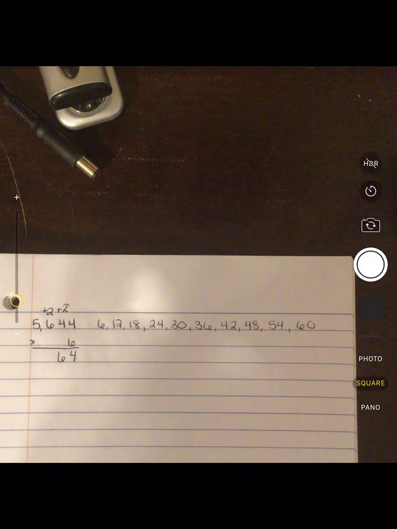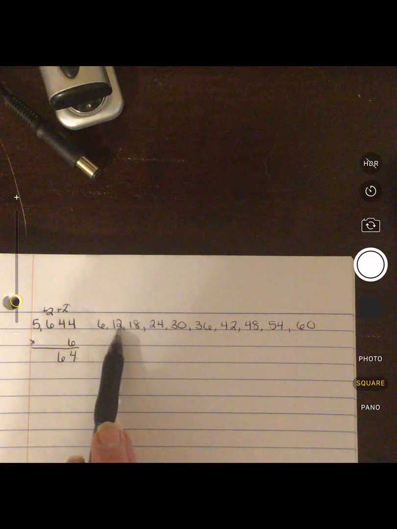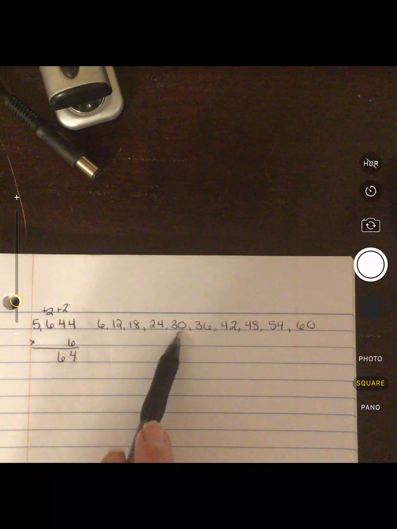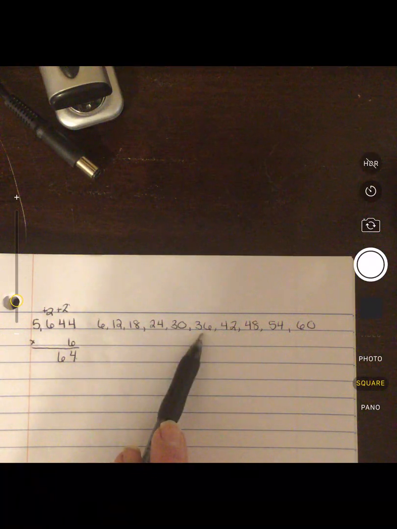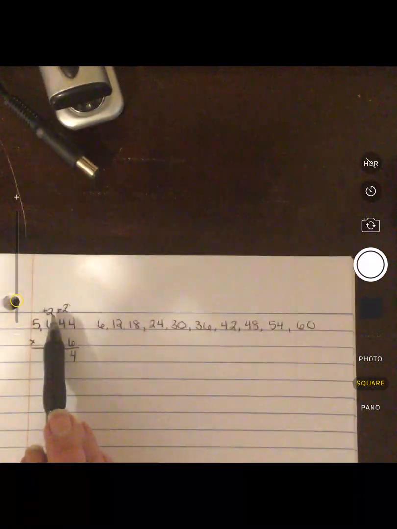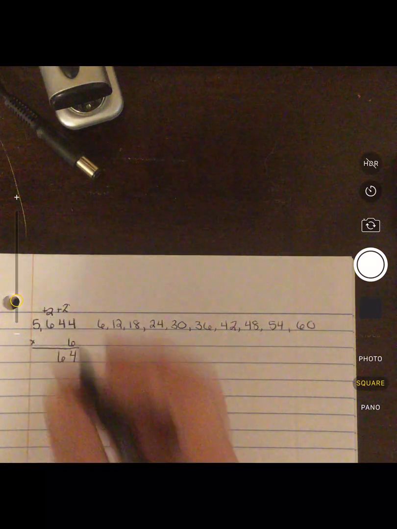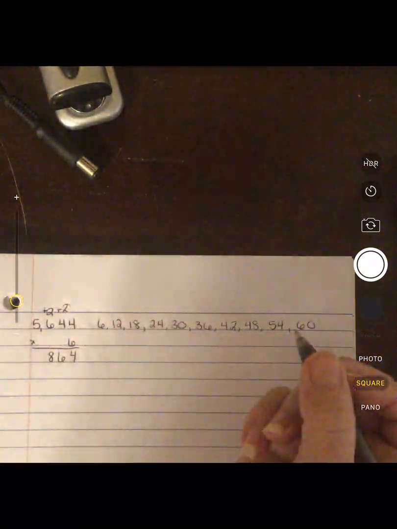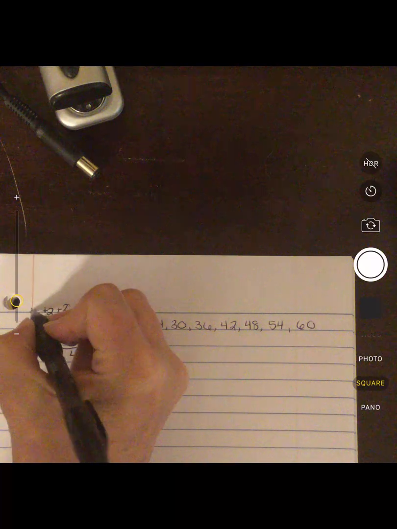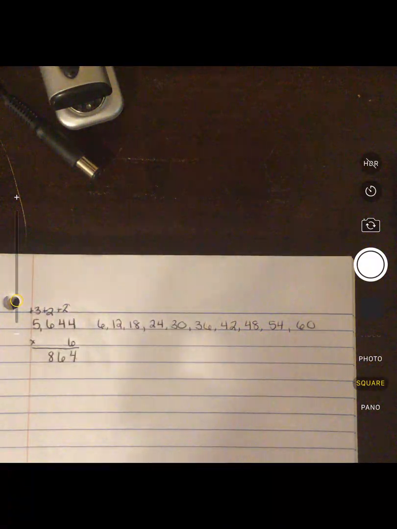My hundreds place is 6 times 6. If I don't know it, I go 6 times 1, 6 times 2, 6 times 3, 6 times 4, 6 times 5, and 6 times 6 is 36. But I have 2 extra, so I add them on. 37, 38. I'll put down my 8, and I'll regroup my 3, and that's still a plus 3.